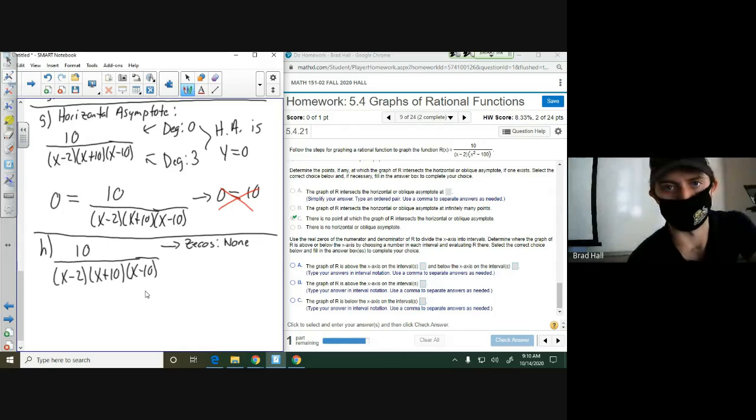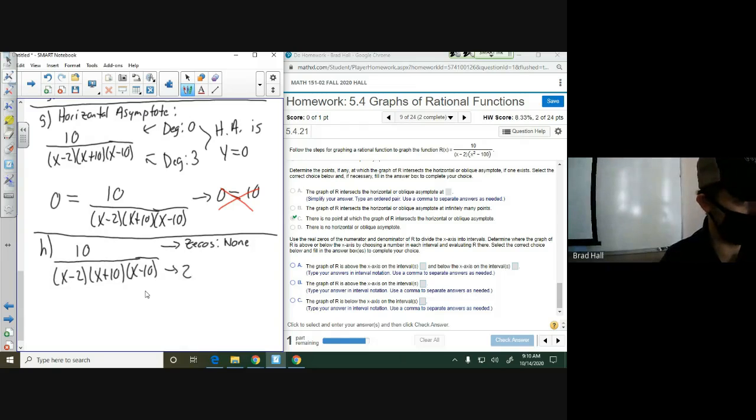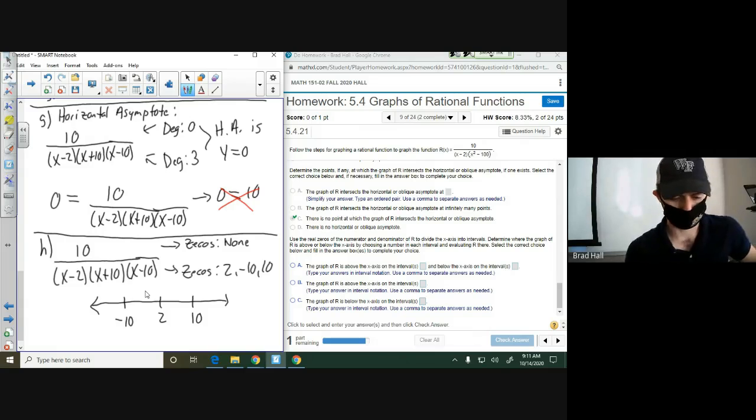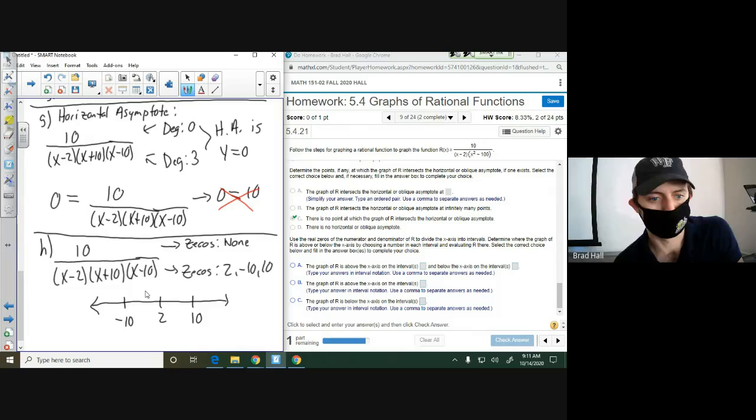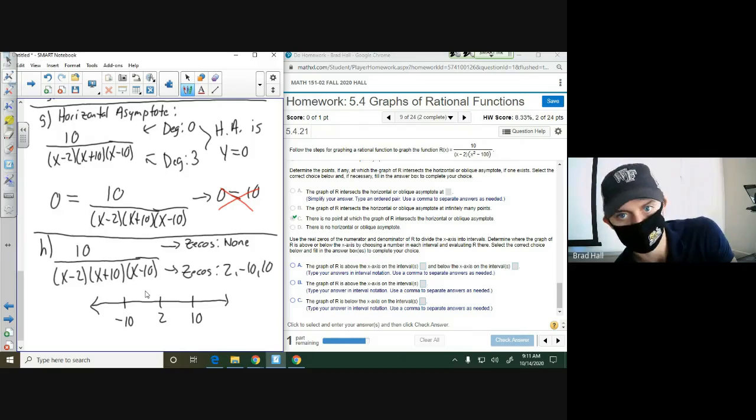For the numerator, it's obviously none because there's no x values. For the denominator, it's the 3 that we had before, 2, -10, and 10, which tells us what we need to put on the number line in question. We're going to put them in order. So -10 over here, 2 in the middle, 10 over here. Now from here, we would need to figure out the behavior of just one side only.